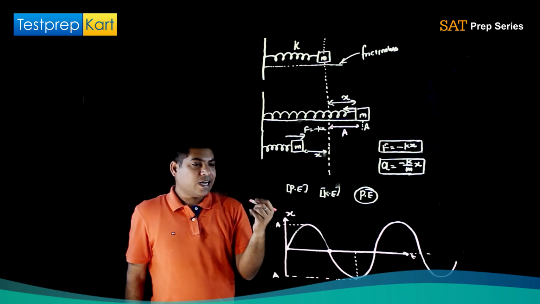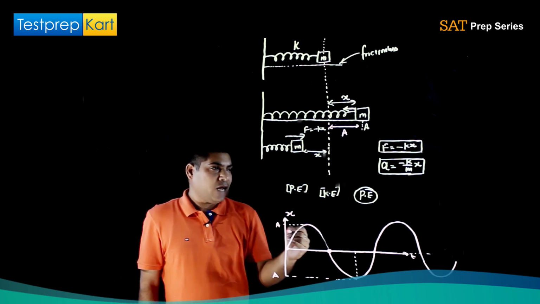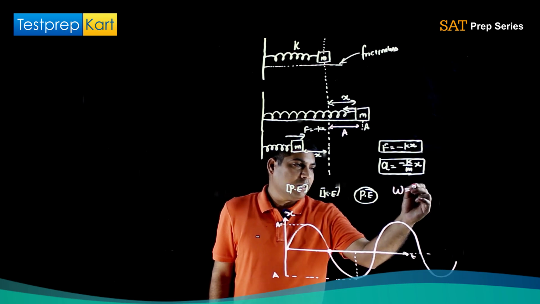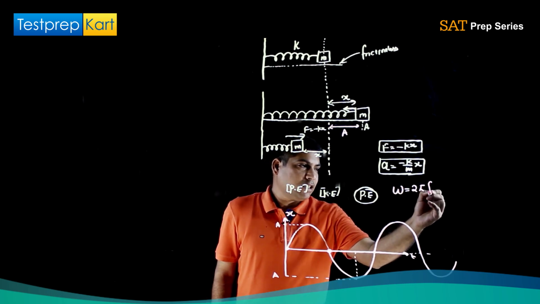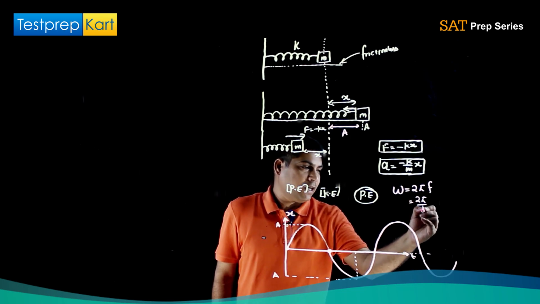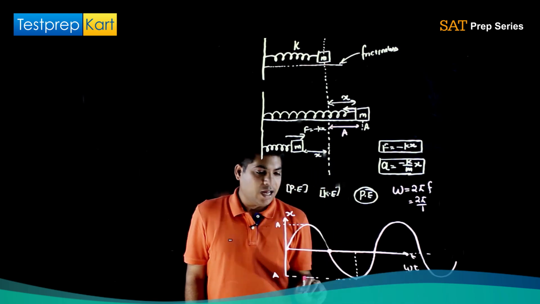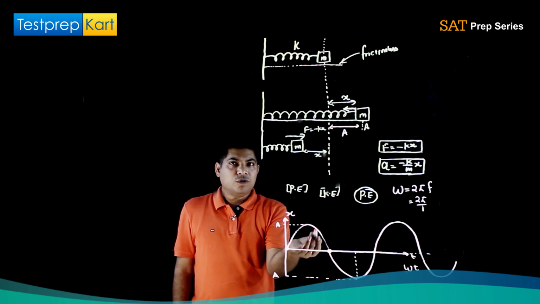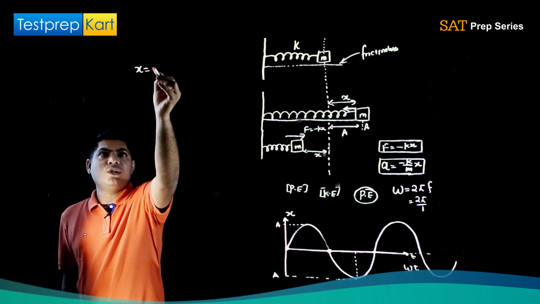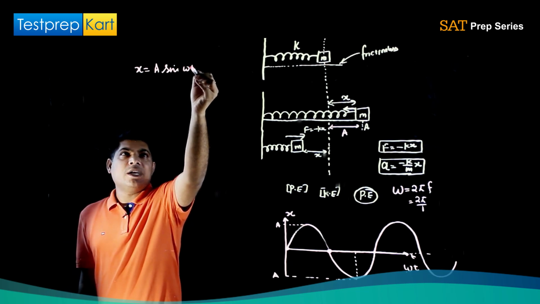Okay. Now if we consider the angular frequency of this object to be omega, as we know, there is a very simple relationship between angular frequency and general frequency, that is omega equals 2 pi f or omega equals 2 pi over T. So we can take on this axis angular frequency into time, and it's a sine wave. So we can write a simple expression for displacement, that is x equals A sine omega t.